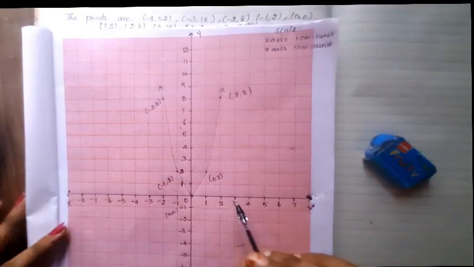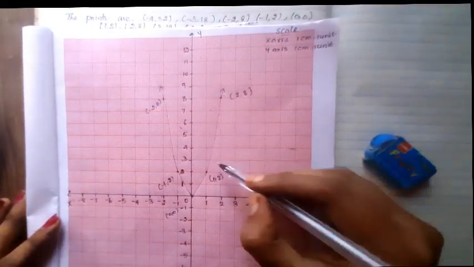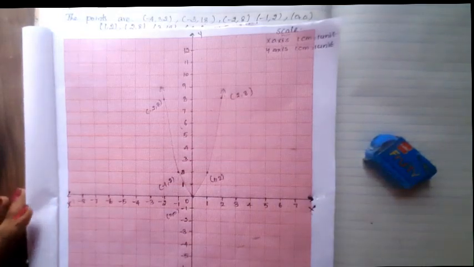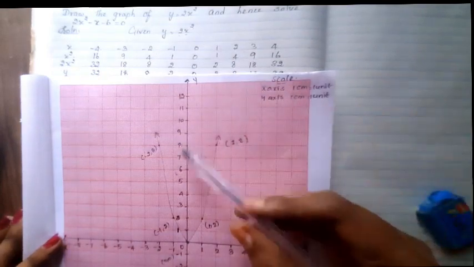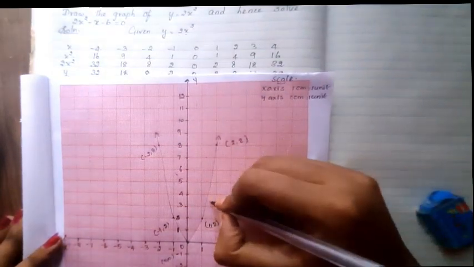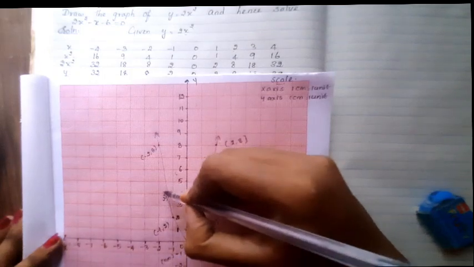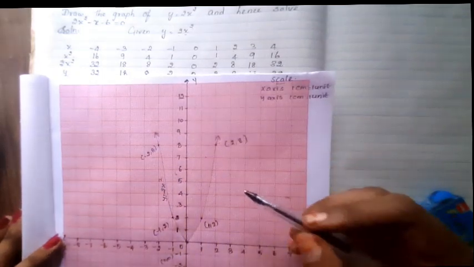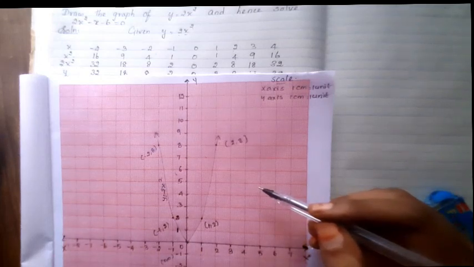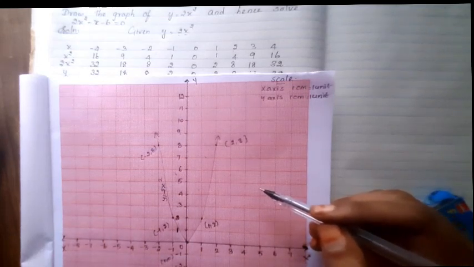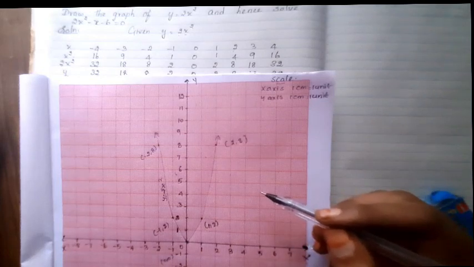See, I got this parabola. Next, we have to write the equation on this curve, this parabola. Using the equation y equal to 2x square, we got this parabola, so you have to write it. On this curve, you can write y equal to 2x square. Next step is as usual, same as before. Next step is to solve the equation.